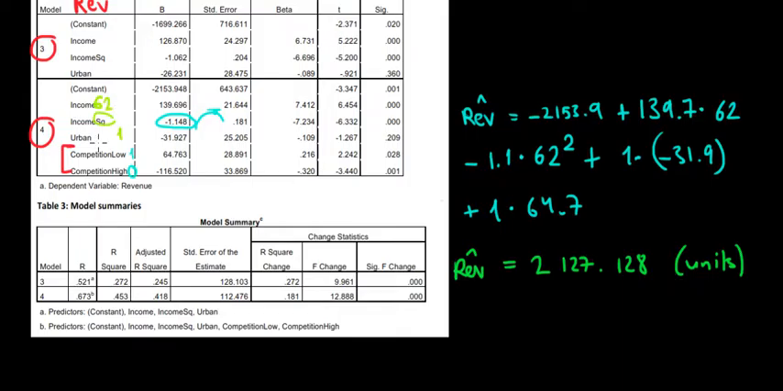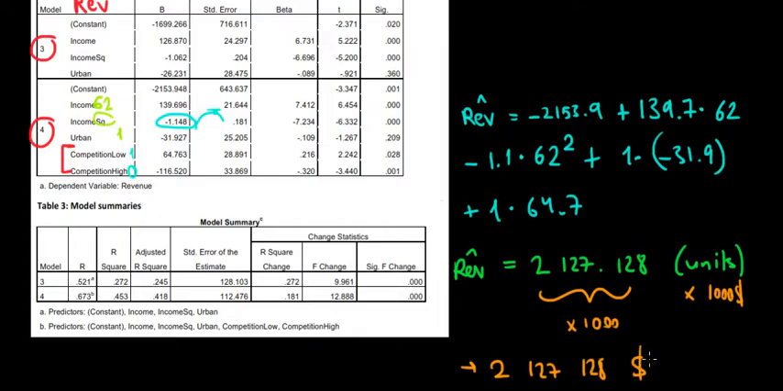But recall that every unit represents $1,000. So we're going to multiply this number by 1,000 and get the value in dollars, because we would like to know what's the estimated revenue in dollars. If we multiply this by 1,000, we would get $2,127,128 in estimated revenue based on this model with the data that we are given. Hope this makes sense, and we are done.